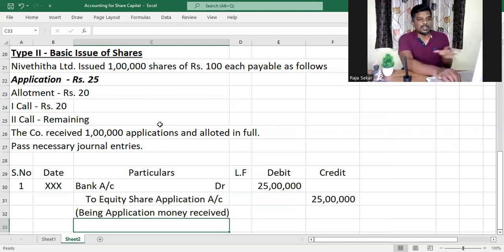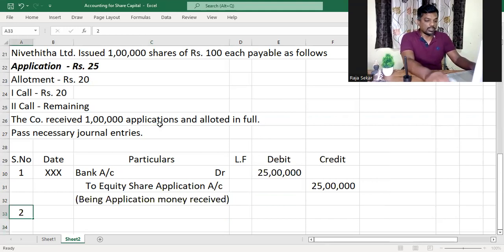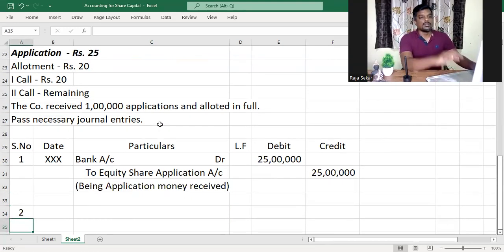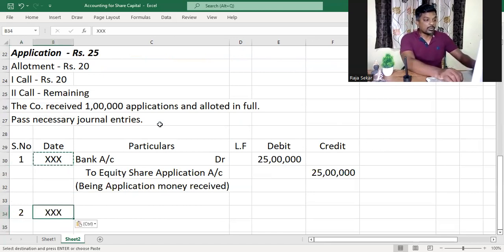I want to concentrate a lot on writing the correct narration. I believe anything that gives a hint of what has happened is enough as narration, but if you're looking for centum or something, I want you to write the narration just like the narration given in the books, just to be on the safe side. All right, we have accounted for the first transaction.